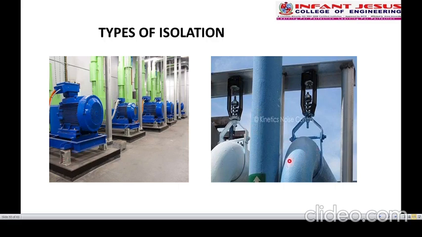Here you can see the equipment. The equipment is protected with respect to some spring arrangement. So here the equipment is protected by this arrangement. It is an example of motion isolation. If the foundation is to be protected, it is a force isolation, and if the equipment is to be protected, it is called motion isolation.